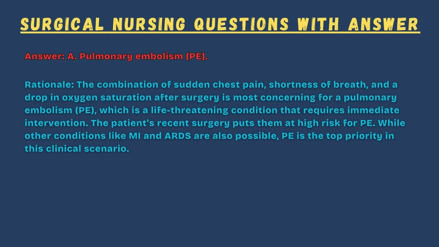Answer: A. Pulmonary embolism, PE. Rationale: The combination of sudden chest pain, shortness of breath, and a drop in oxygen saturation after surgery is most concerning for a pulmonary embolism, PE, which is a life-threatening condition that requires immediate intervention. The patient's recent surgery puts them at high risk for PE. While other conditions like MI and ARDS are also possible, PE is the top priority in this clinical scenario.